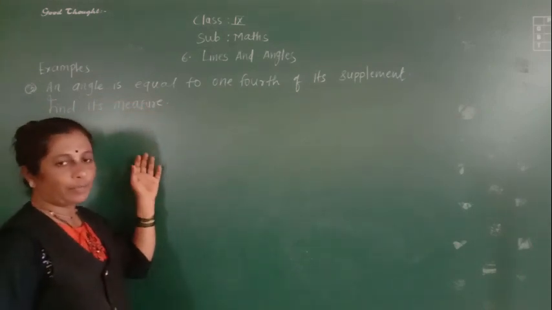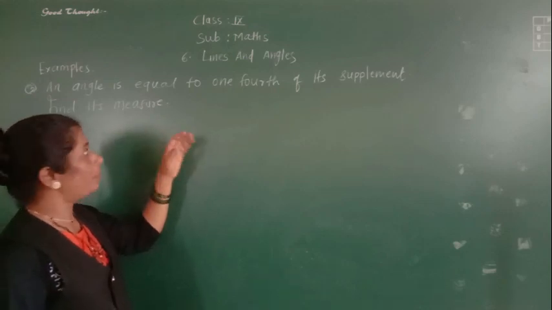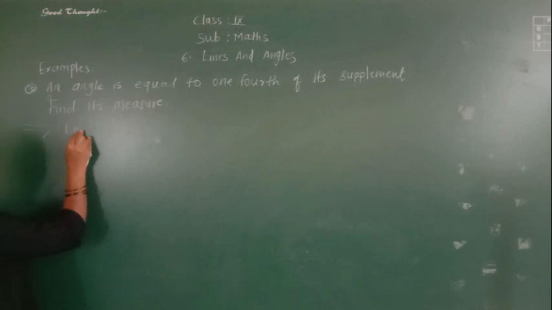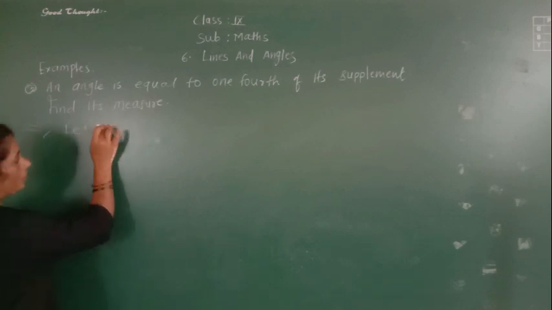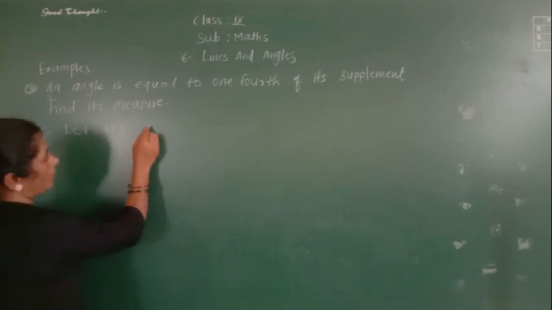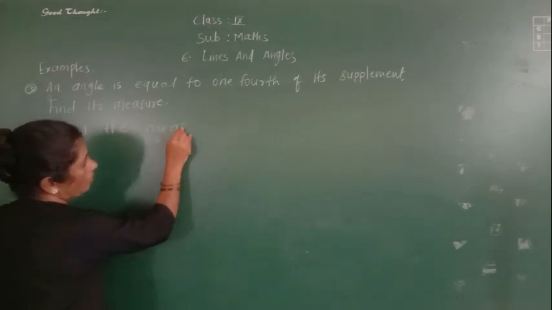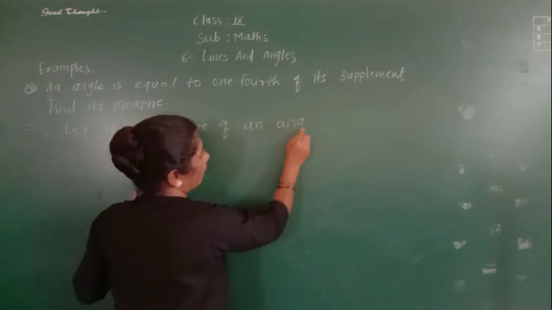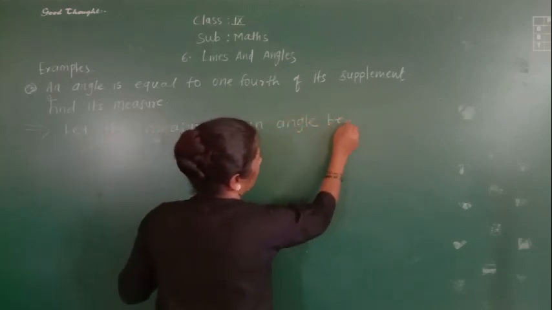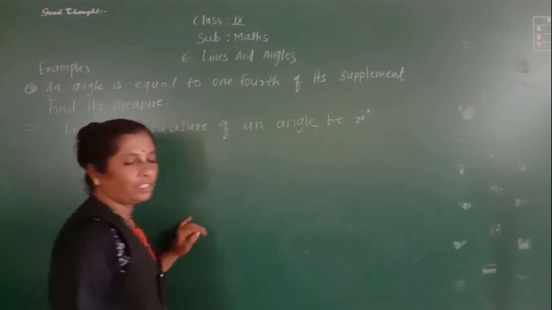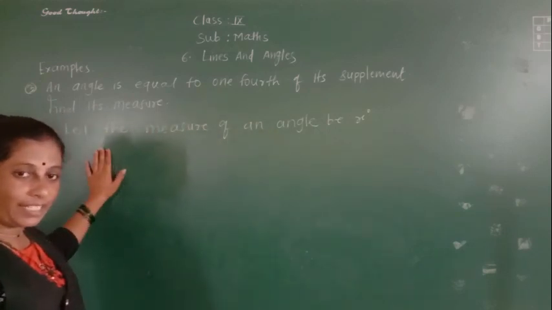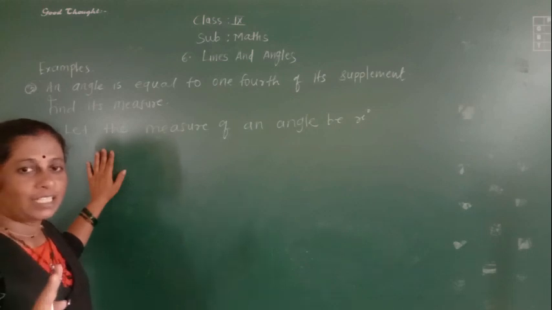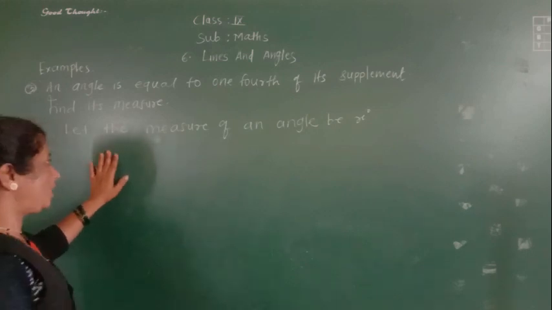Next example: an angle is equal to 1/4 of its supplement, then find the measures. The same as the previous example, right? So here a supplementary angle is there. So what will we take? Let the measure of an angle be x degree, right? Then what will be its supplementary angle? The sum of the two supplementary angles is 180 degree, right?